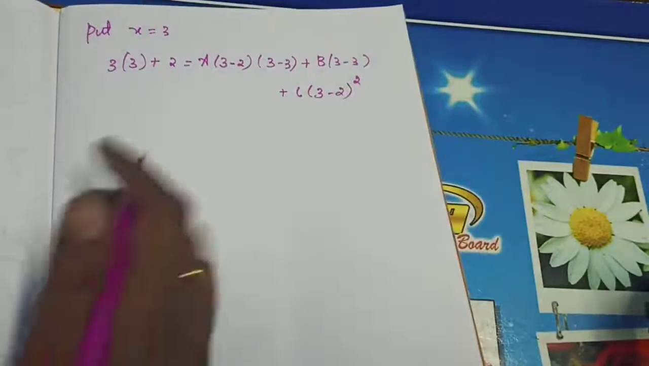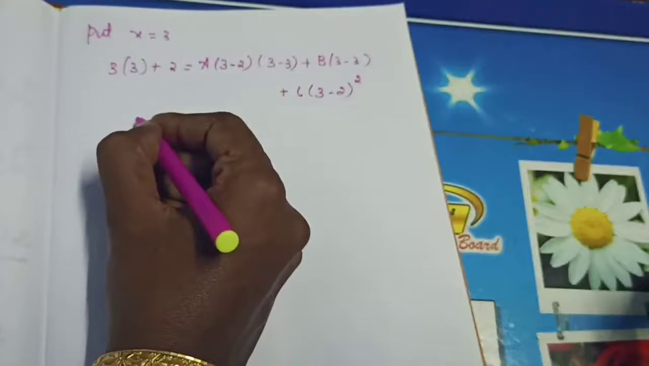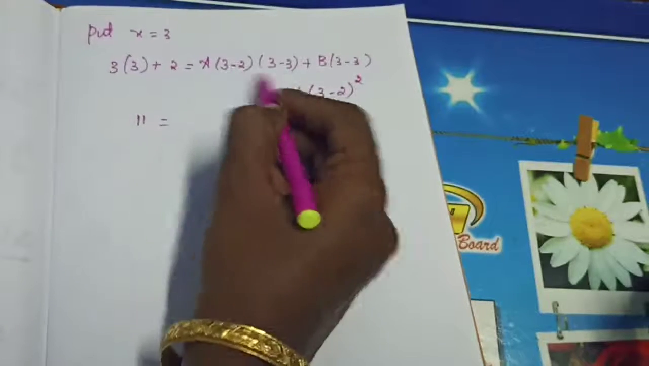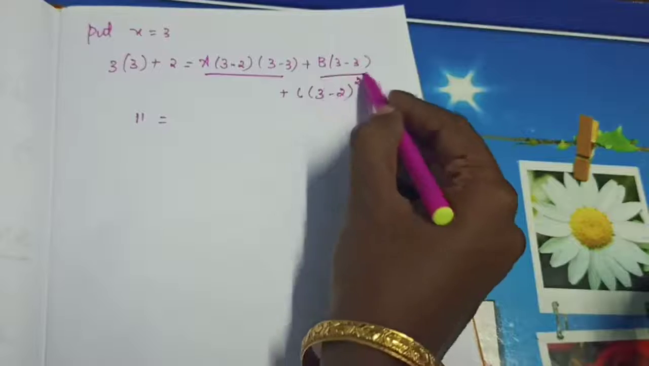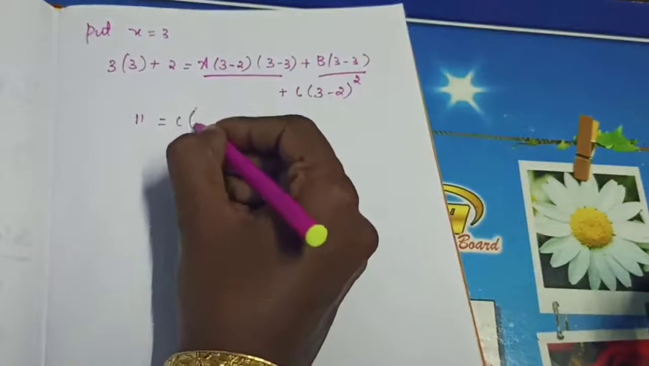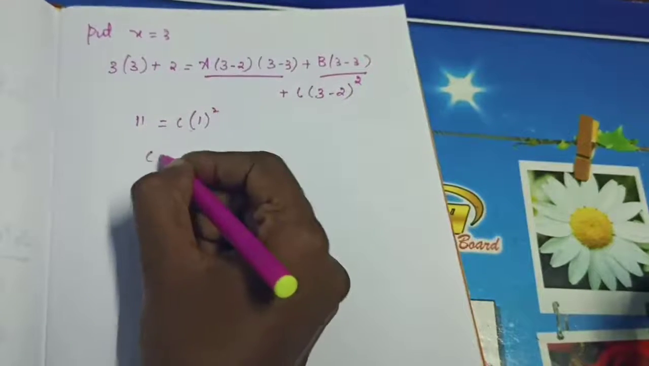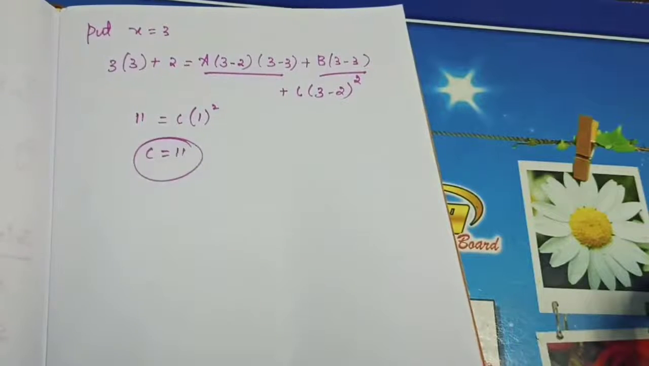Correct? So 9 plus 2 is 11. This term will become 0, same as this term will become 0. So what's the balance? 1 square. So c is equal to 11. Now you got the value for c and b. Now what's the only balance?